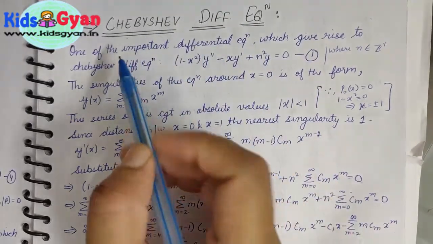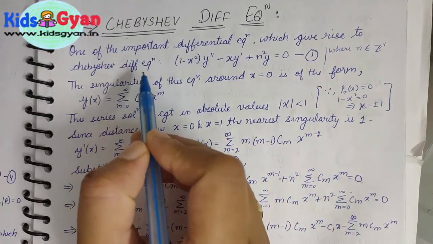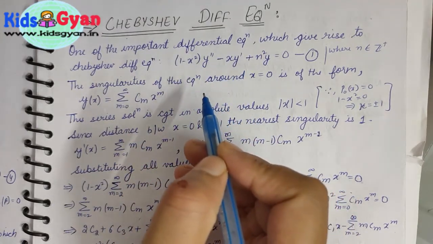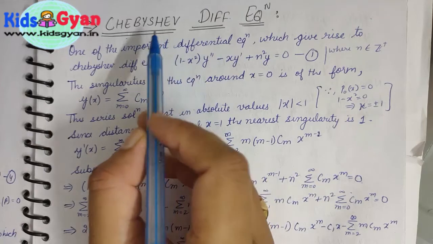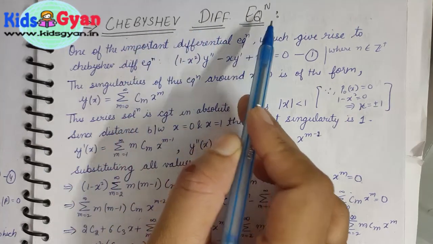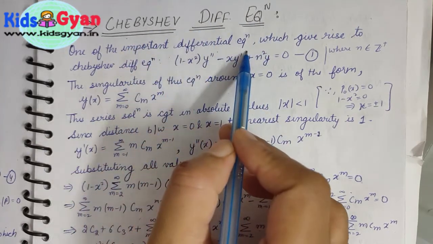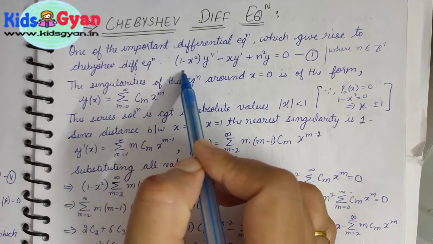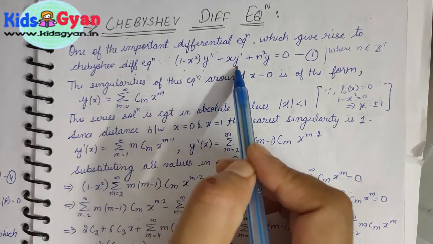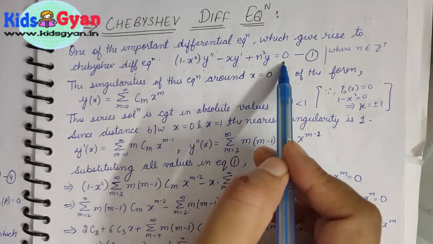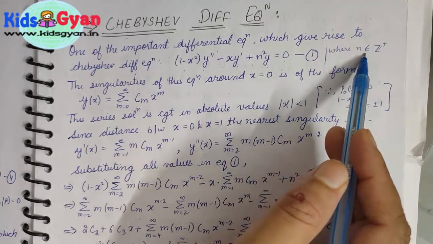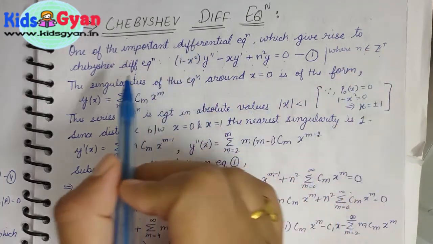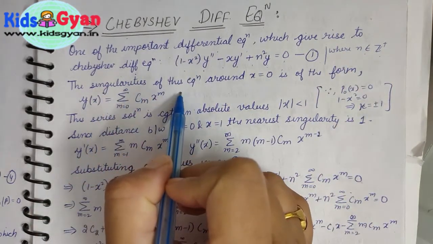Namaskar students, I have already explained Bessel's differential equations and Legendre differential equations and their properties and functions. Today I am explaining the Chebyshev differential equation, one of the important differential equations: (1 − x²)y'' − xy' + n²y = 0, where n always belongs to positive integers.